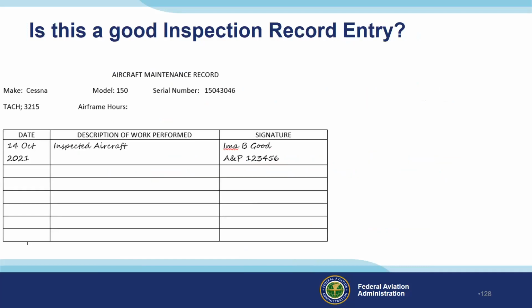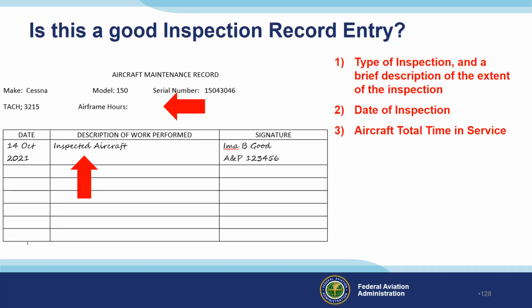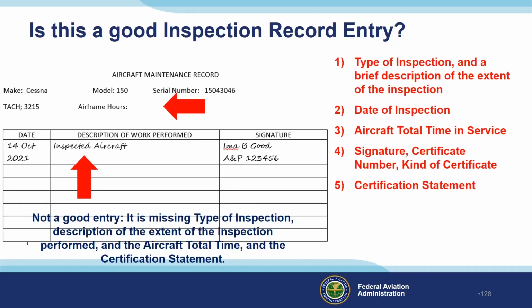Let's look at another one. Is this a good inspection record entry? There's the type of inspection, brief description, and the extent of the inspection. Oh, that's pretty vague right there. Inspected aircraft. The date, well, the date's there. Airframe hours are missing. Signature, certificate number, and the kind of certificate are there. No certification statement. So no, it's not a good entry.